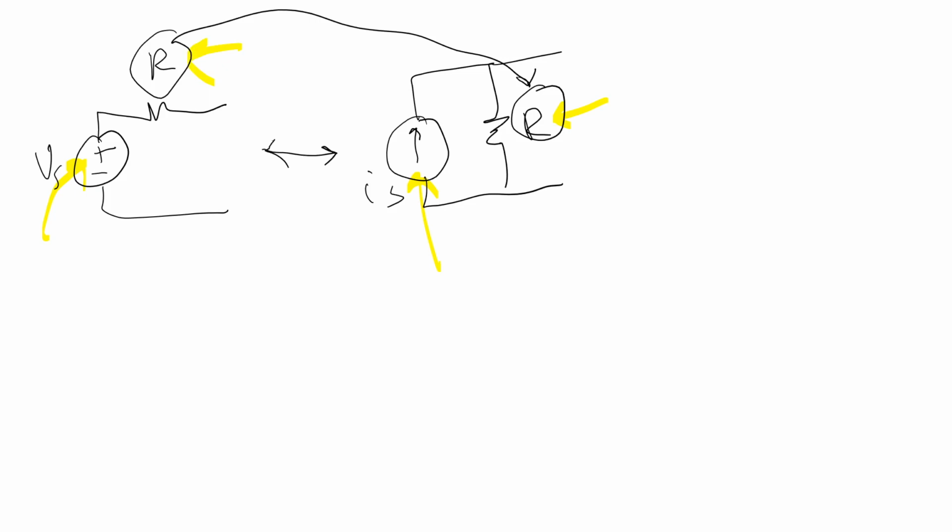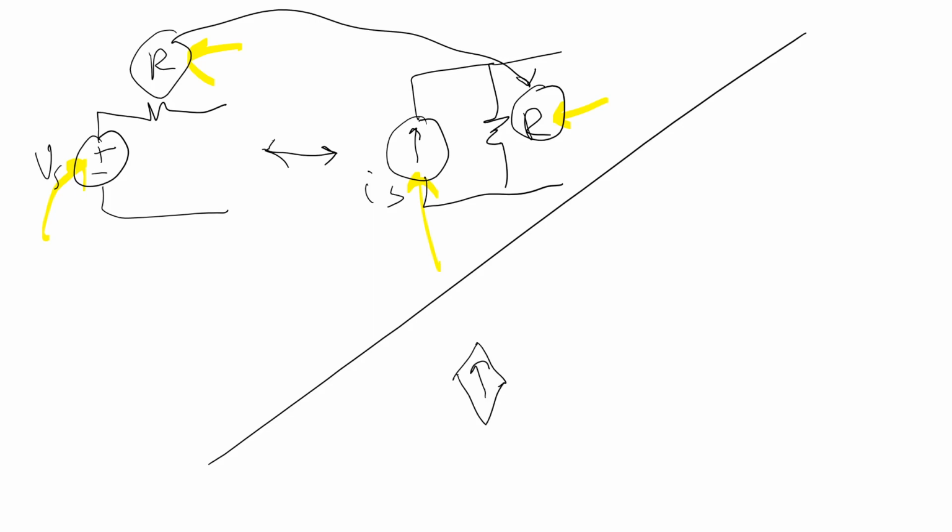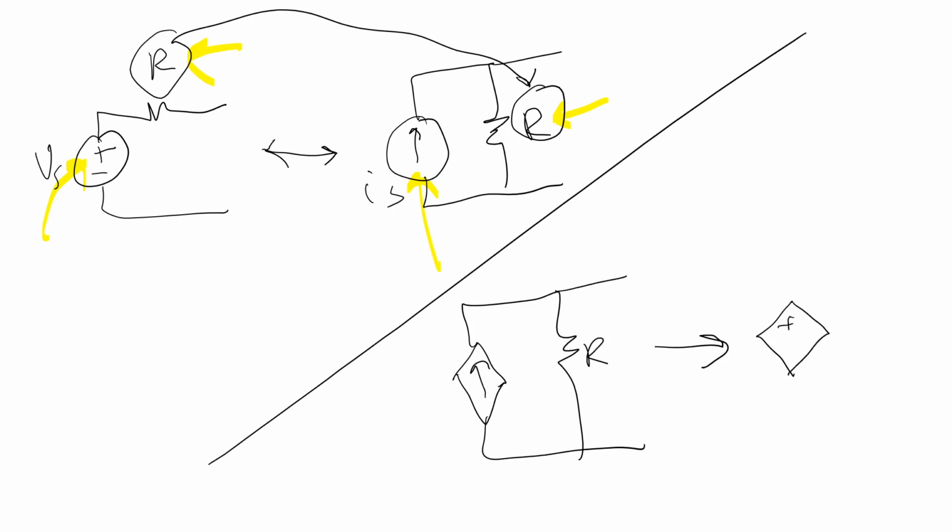Alright, so you might want to ask, madam, what if it's a dependent source? Simple. If you have a dependent current source that is in parallel with a resistor, you can transform it to become a dependent voltage source that is in series with the resistor. And of course it's also vice versa. Okay, so let us put numbers into it.